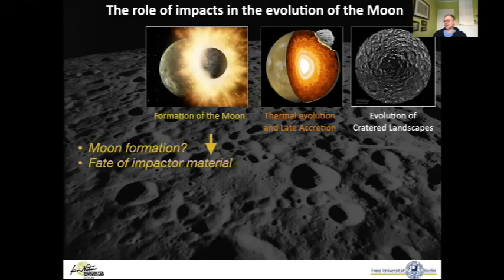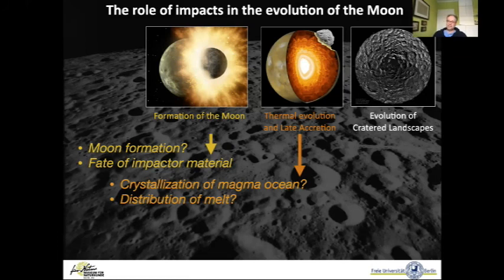And then something we've been lately mostly dealing with is how does the impact flux affect the crystallization and the evolution of the magma ocean? So basically the distribution of melt. Was it generated or further extended the existence of a magma ocean by impacts?